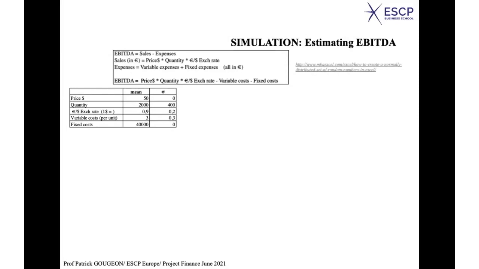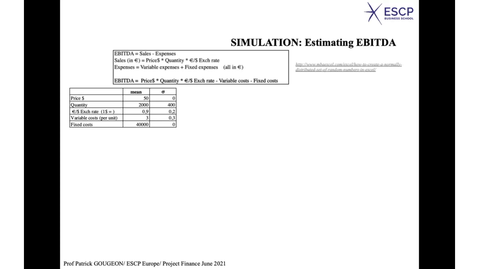What about variable cost per unit? Well, indeed, we could look at the detail of variable cost, but it would mostly come from some raw materials which you use. It could be energy, whatever you like. Let's say that the mean would be 3 per unit, with a standard deviation of 0.3.